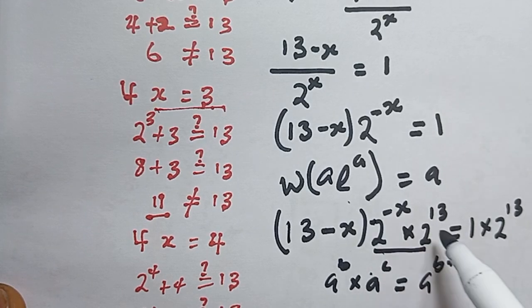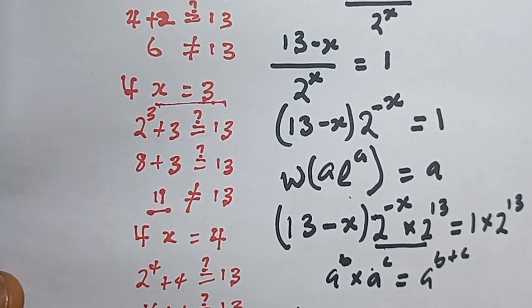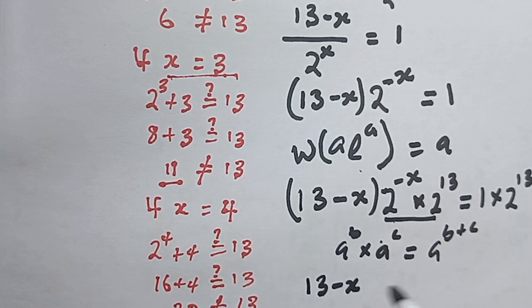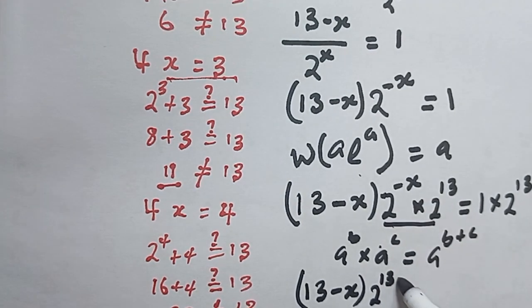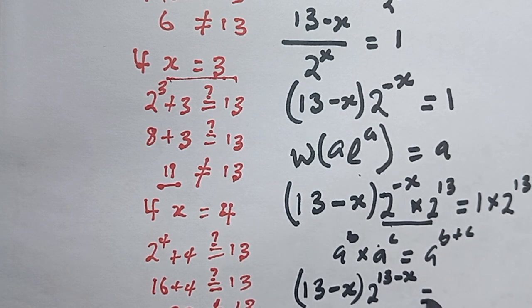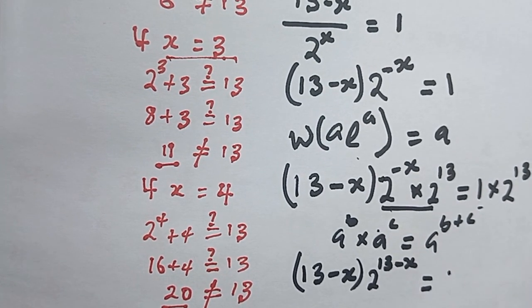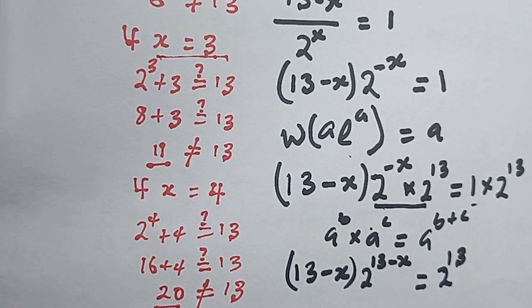We have the same base over here, so I'm actually going to add the powers. If I do that, I'll have 13 minus x multiplied by 2 power, and I'll write 13 first and then minus x over here. This will be equal to 1 multiplied by 2 power 13. I'll be having the same thing as 2 power 13. Okay, so this is cool.